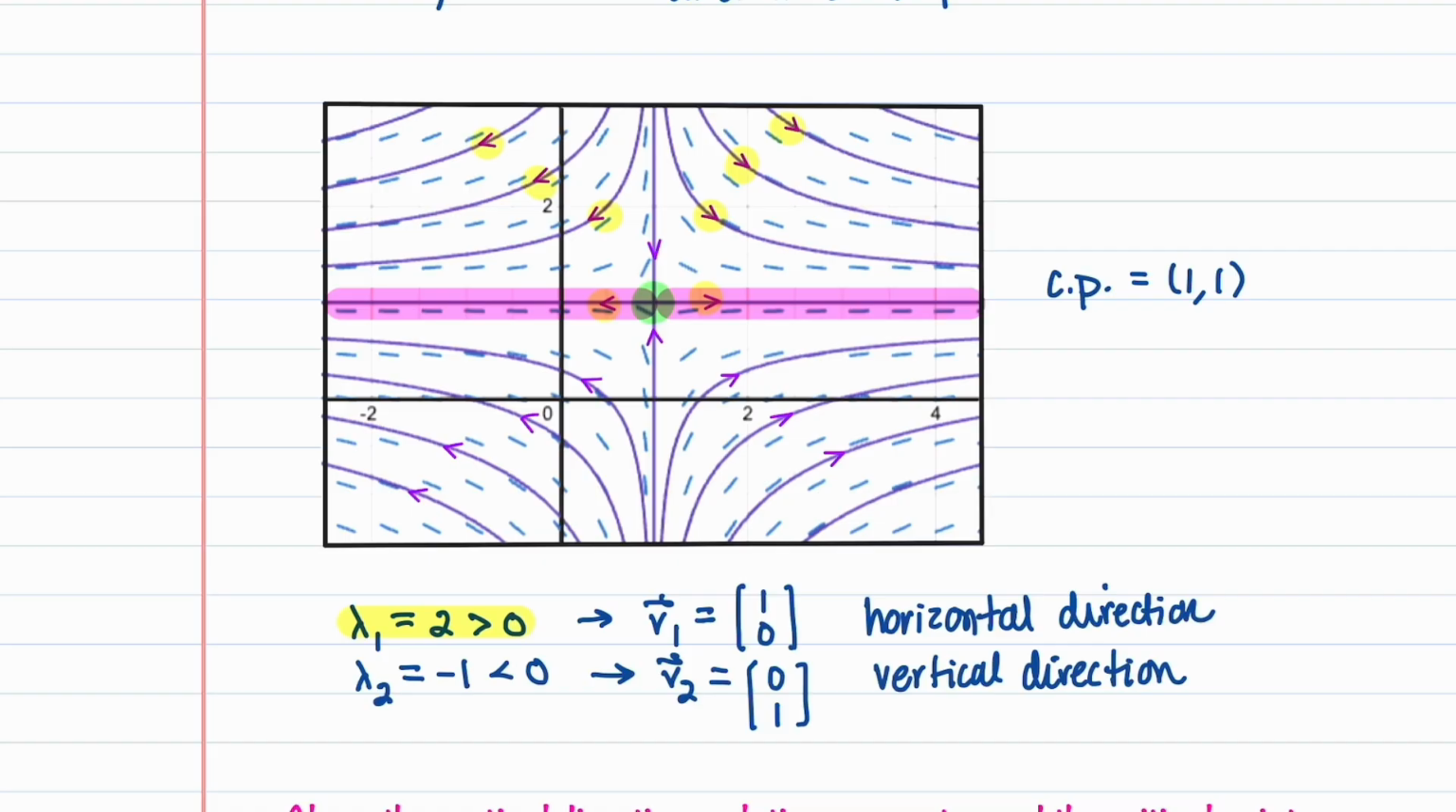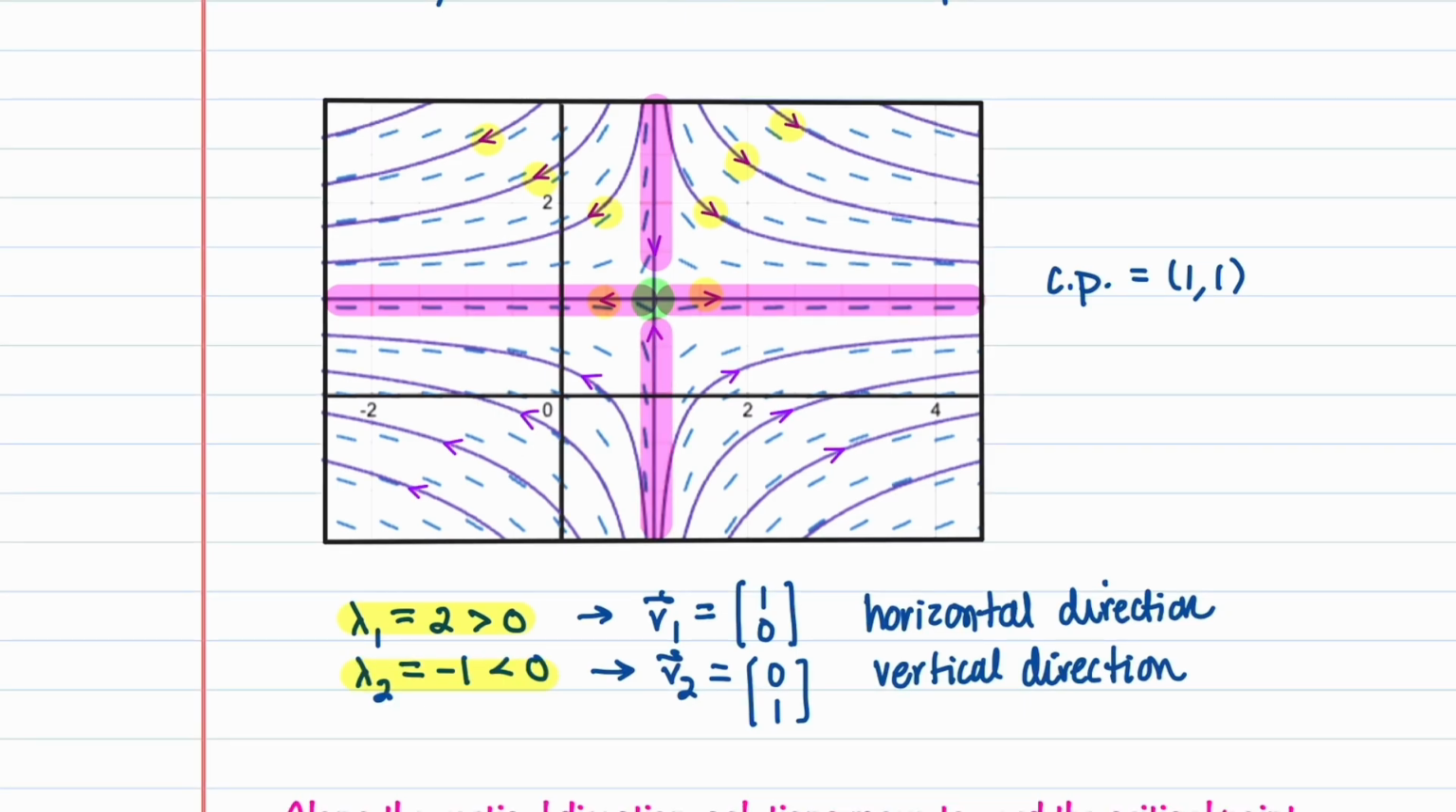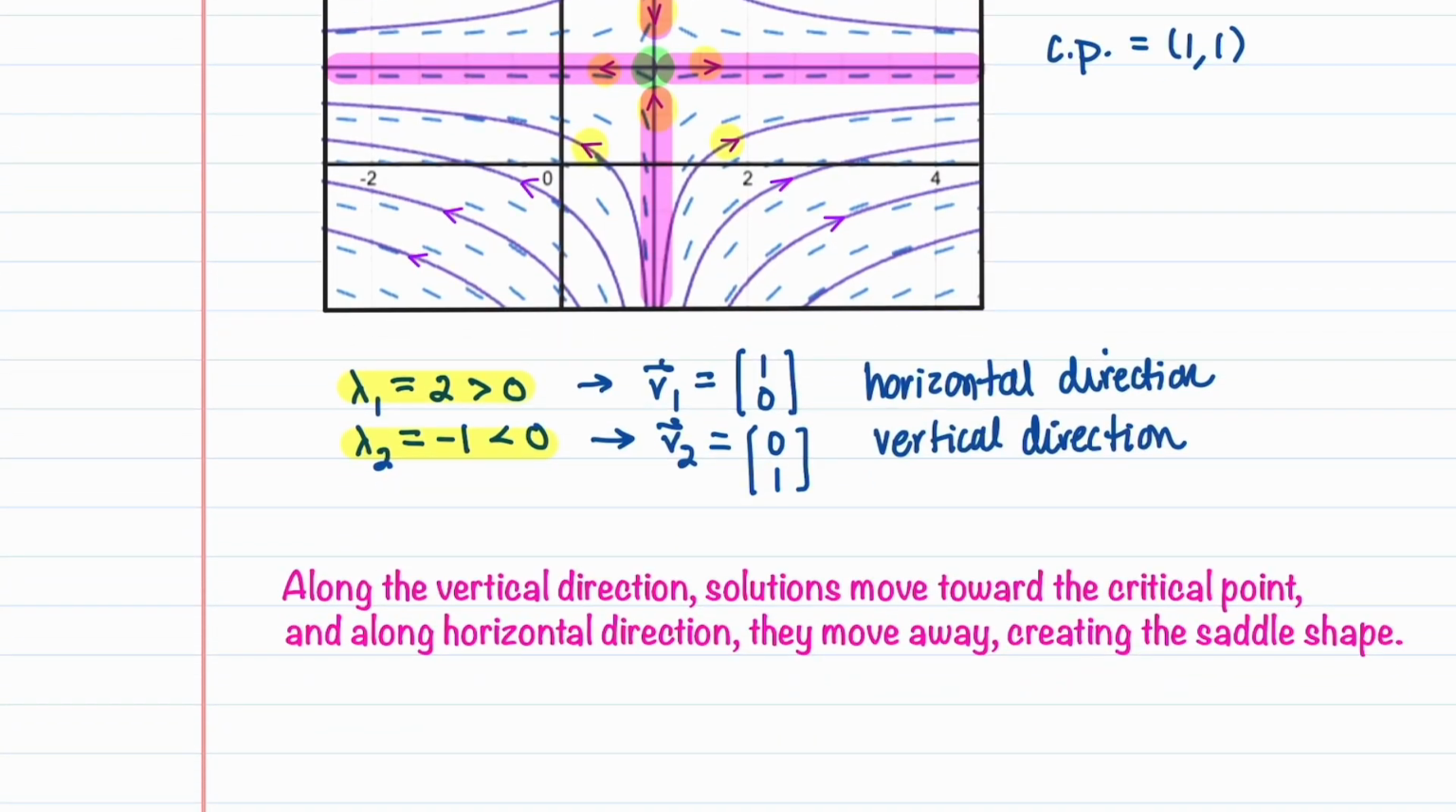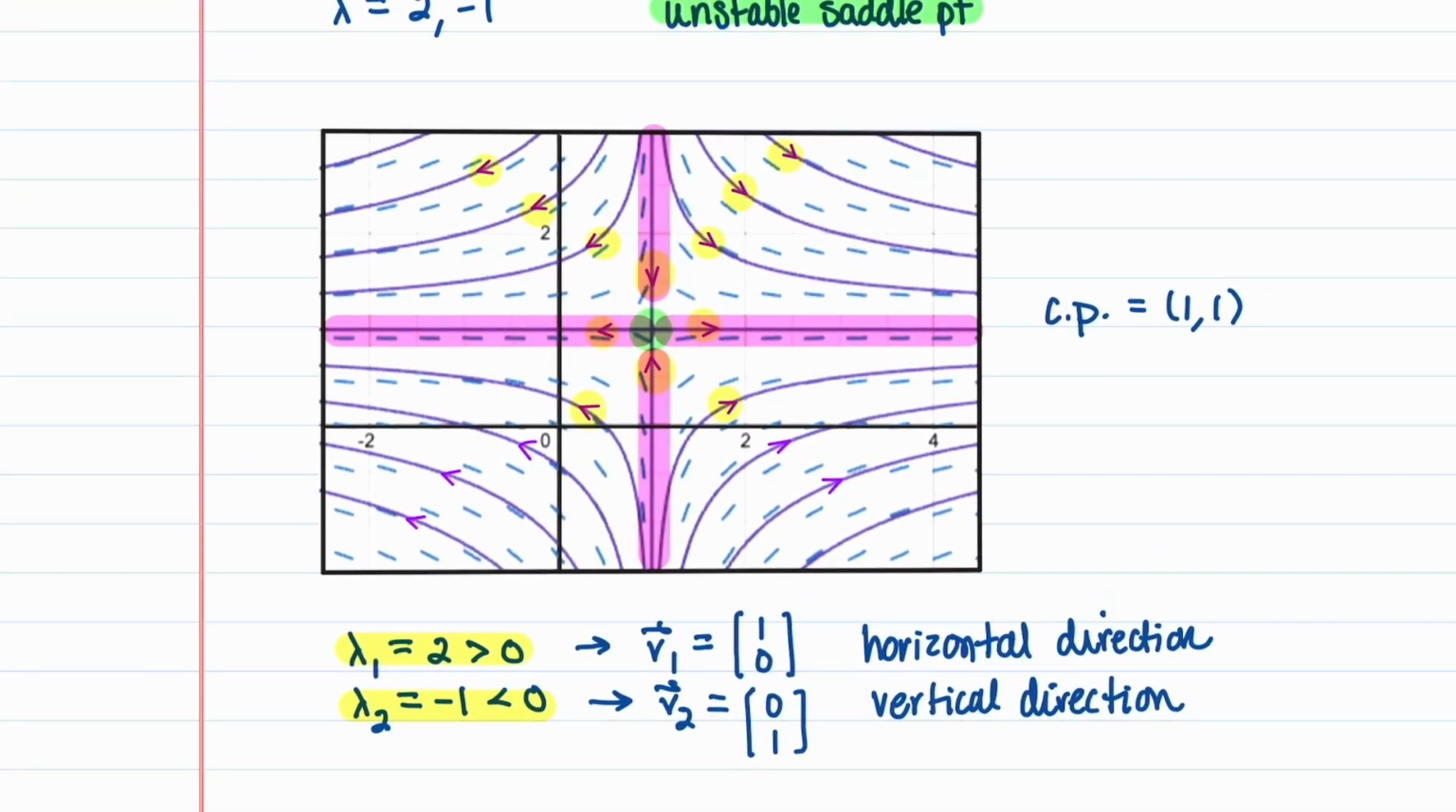Solutions moving in the vertical direction, that's this direction or this direction, are going to be stable because our eigenvalue is negative. So notice, if we're moving in the vertical direction, we're moving towards the critical point and not away from it. I've summarized this right down here. Along the vertical direction, the solutions move toward the critical point, and along the horizontal direction, they move away, creating our saddle shape. Let's pull this down so you can see it. It looks like a saddle.